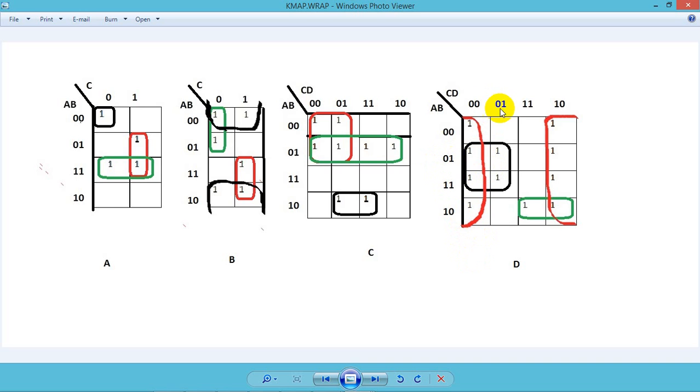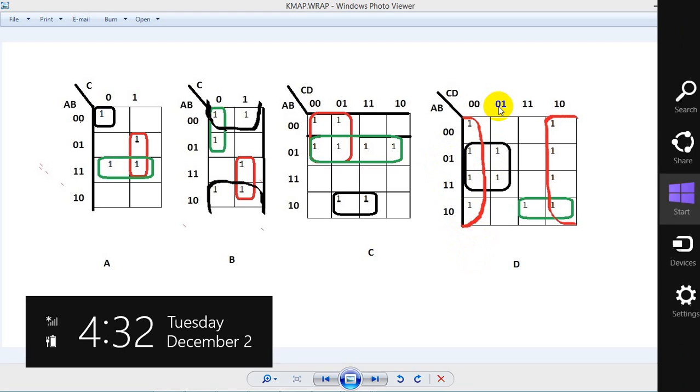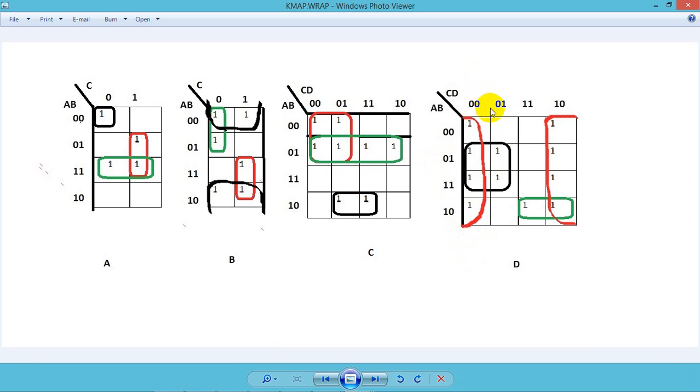Now talking about the top side, you can see that C was moving from 0 to 0, so we maintain our C but we complement it, and our D was moving from 0 to 1, so we knock it out. So here we have our B and our C complement as the expression for this one.